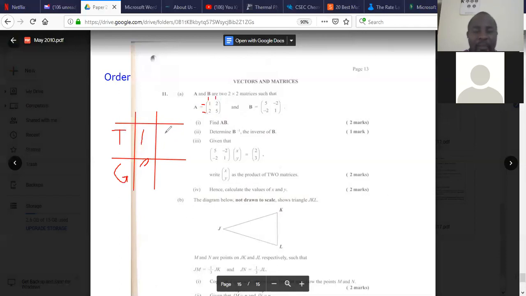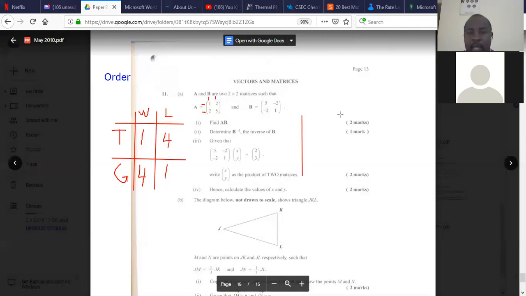Taki won 1 and lost 4. If they lose 4 out of 5 matches played, they win 1. Geisel won 4 and lost 1. So this is the win column. This is the lose column. Capish?